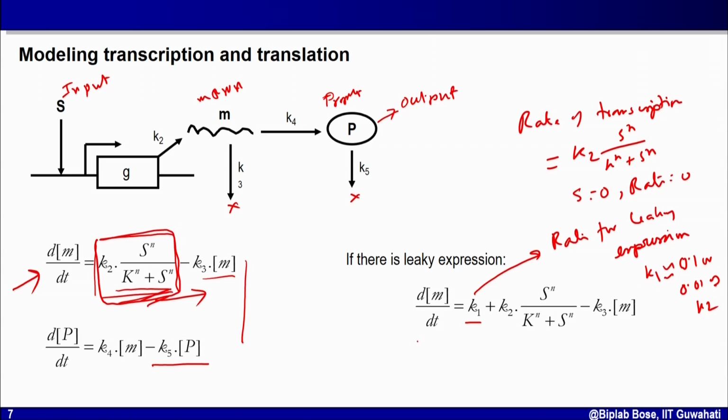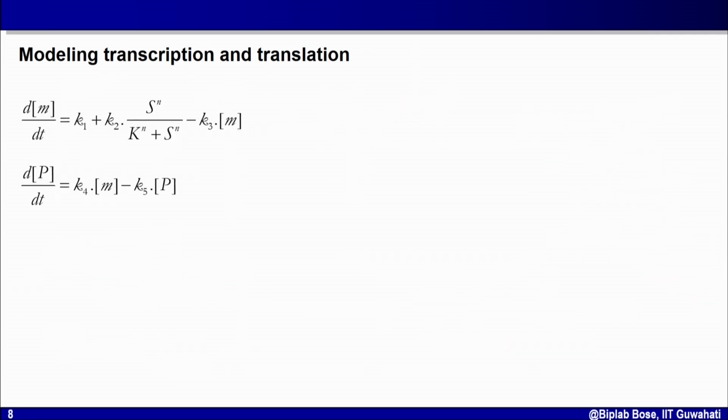So I can simply change this ODE and incorporate K1. My rate of change of M, that is mRNA, dM/dt becomes K1 plus K2 into the Hill function involving S, minus K3 into M. So now the first one considers leaky expression, and the second ODE is for my protein. So I have two ODEs.